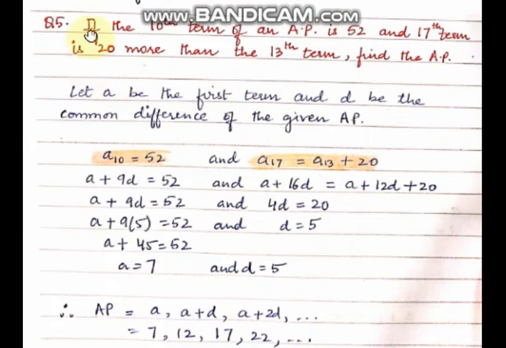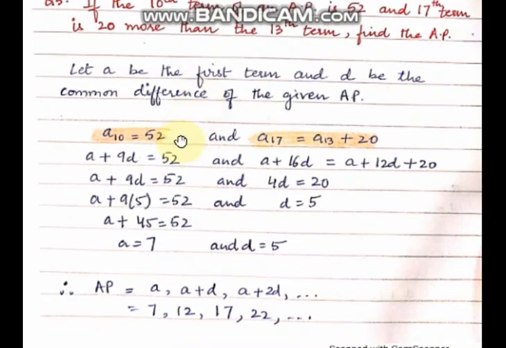So here is another question in which we are given that the 10th term of an AP is 52, and the 17th term is 20 more than the 13th term. So there is a condition given, as you can see here, that the 17th term is 20 more than the 13th term. When there is a condition, the result is an equation, right?